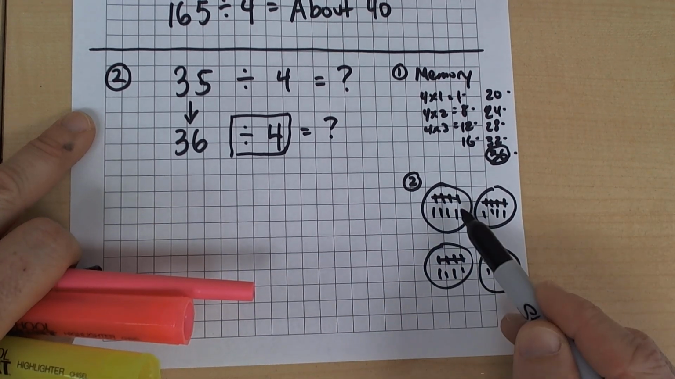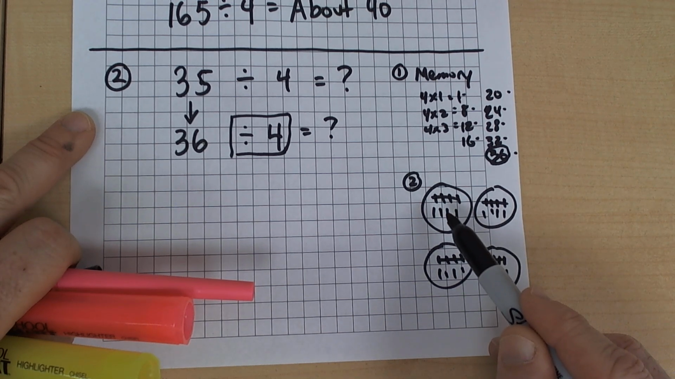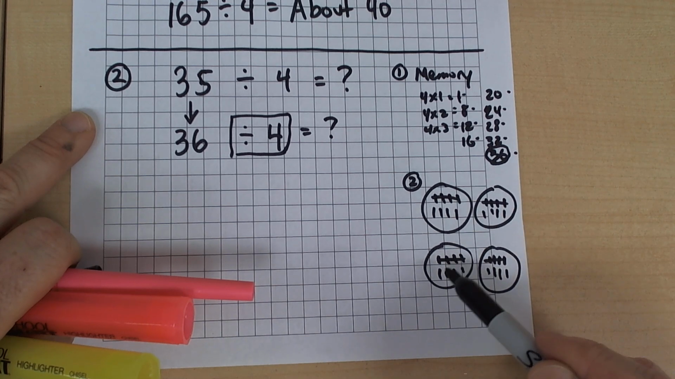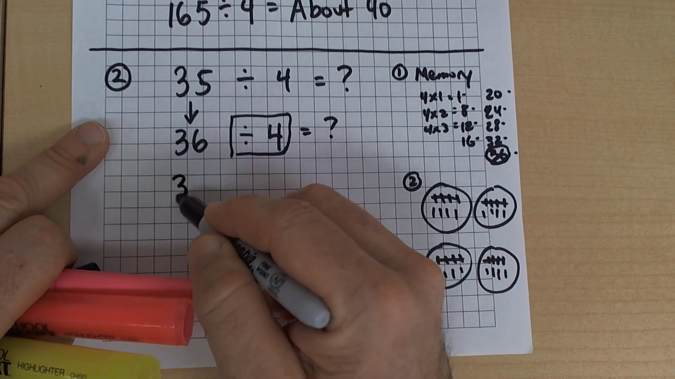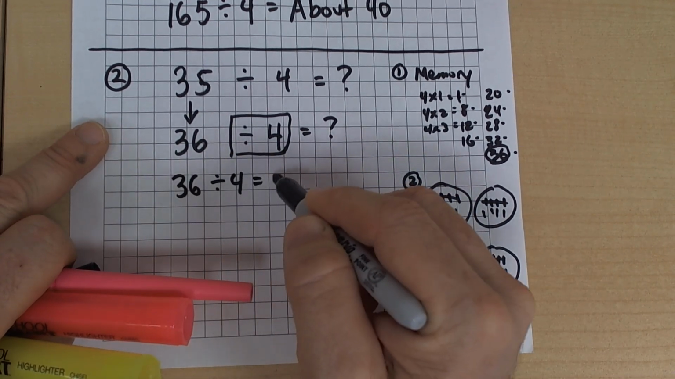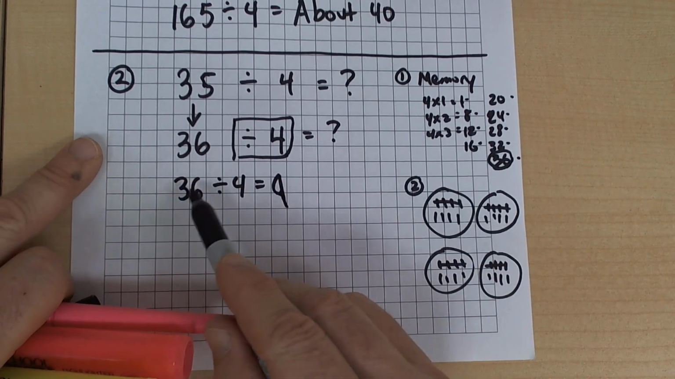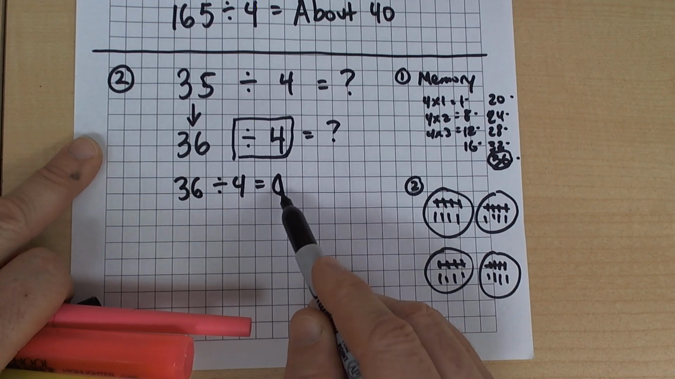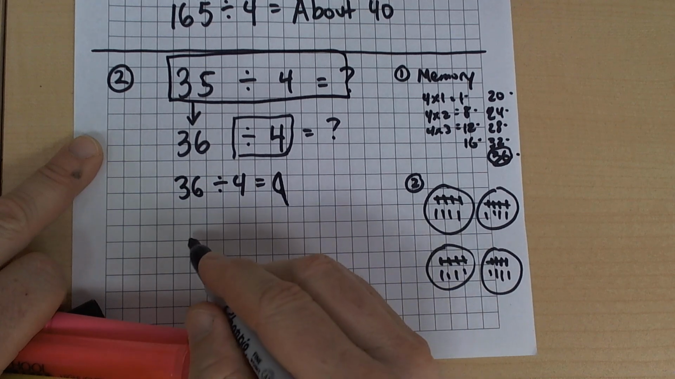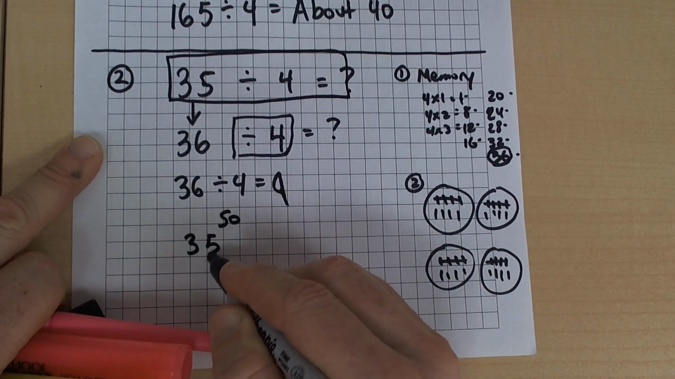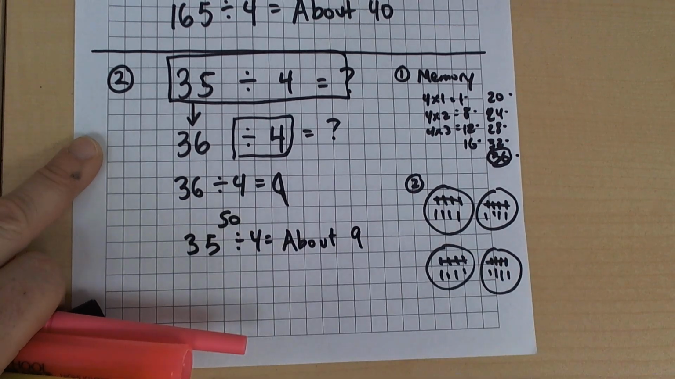So I have 36 chips divided among my 4 cookies. This cookie has 9 chips. This cookie has 9 chips. This cookie has 9 chips. And this cookie has 9 chips. So 36 divided by 4 equals 9. Sorry, that was ugly. Now, if 36 divided by 4 equals 9, then my original problem, 35 divided by 4, is going to be about 9.